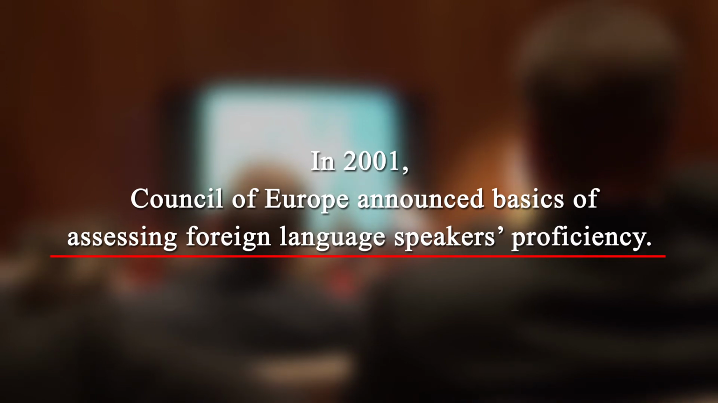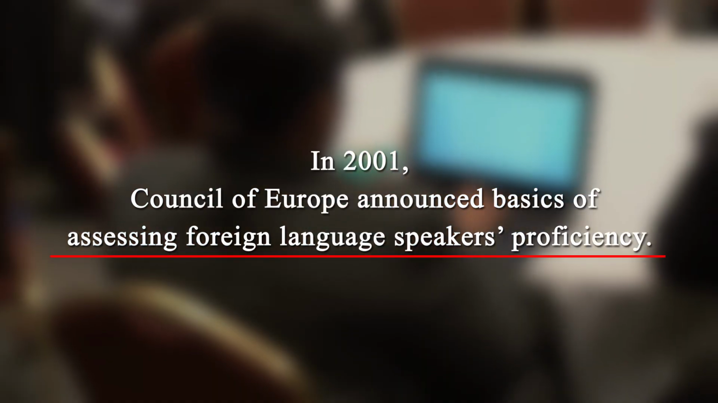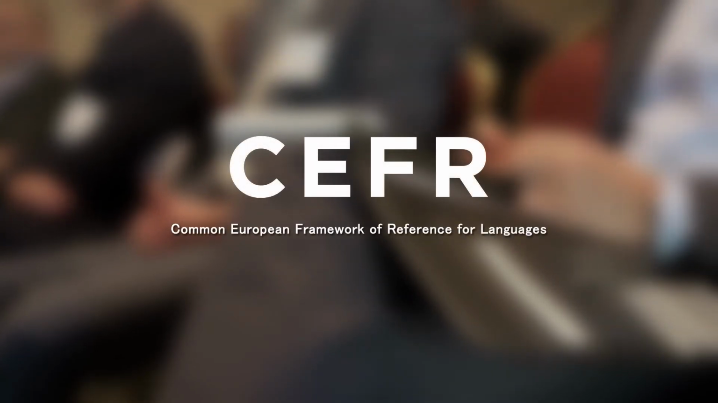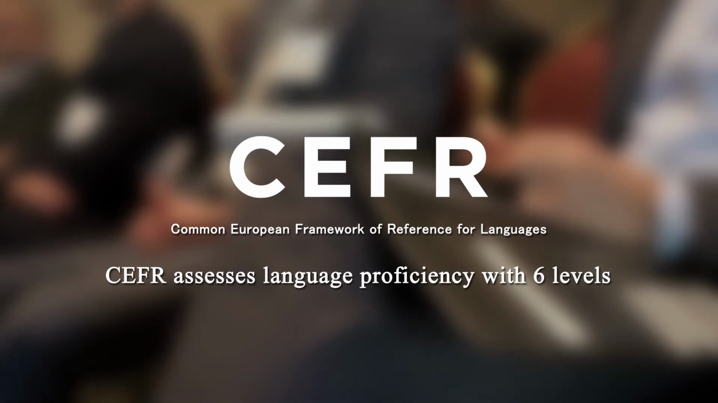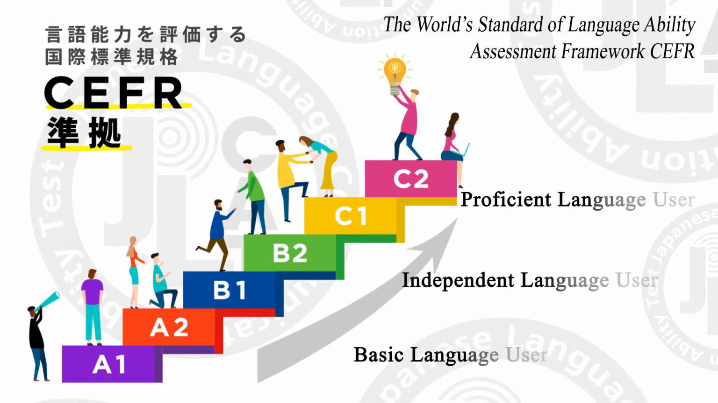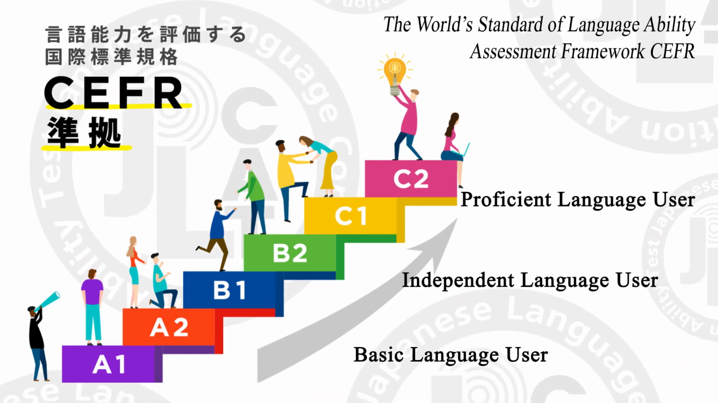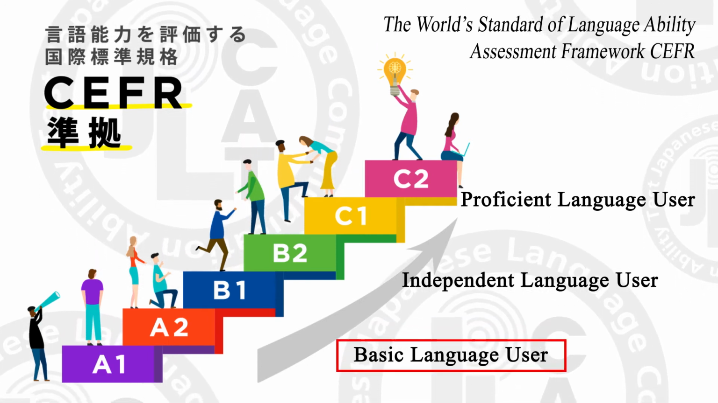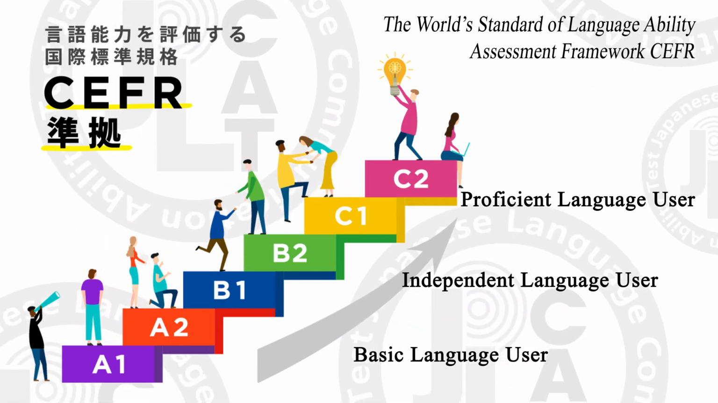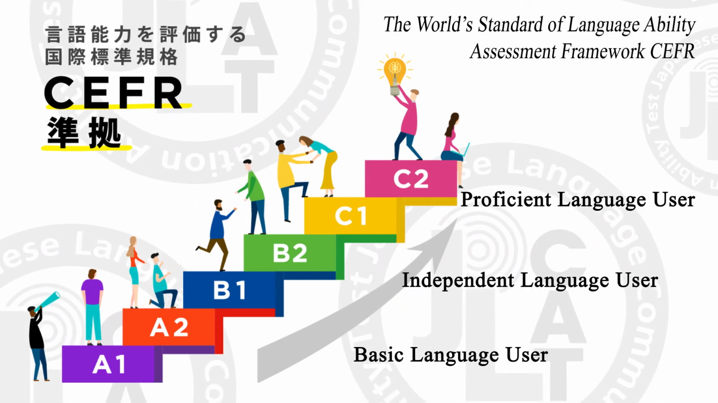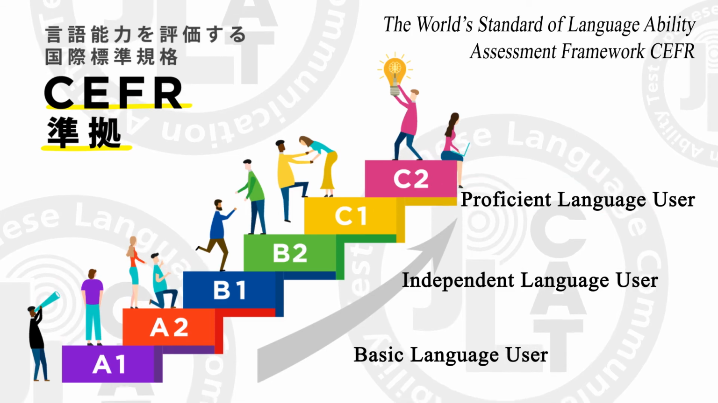In 2001, the Council of Europe announced frameworks of assessing foreign language speakers' proficiency. CEFR assesses their ability with 6 levels, and currently it is known as the world standard. JLCAT also confirms 2 concepts of CEFR and assesses basic language user with A1 and A2, independent language user with B1 and B2, proficient language user with C1 and C2.